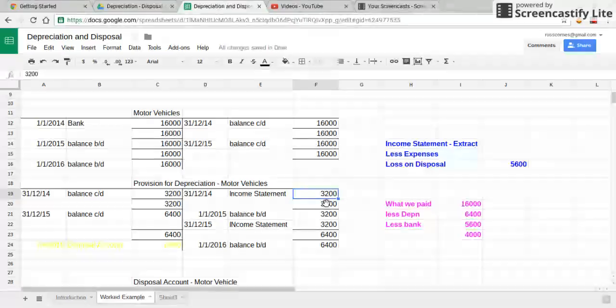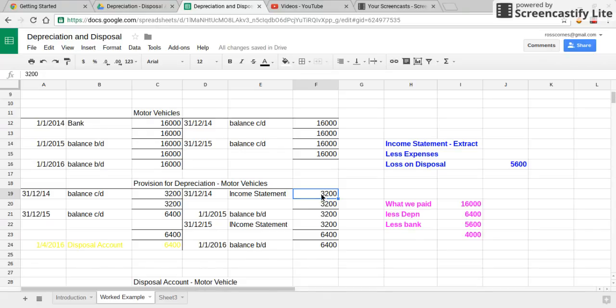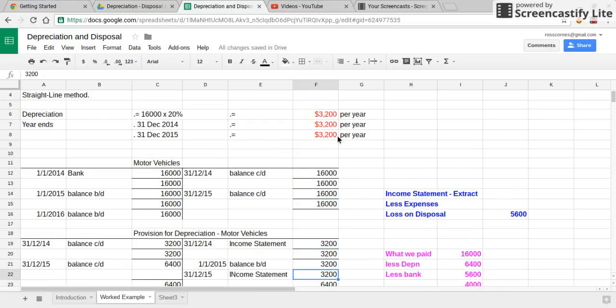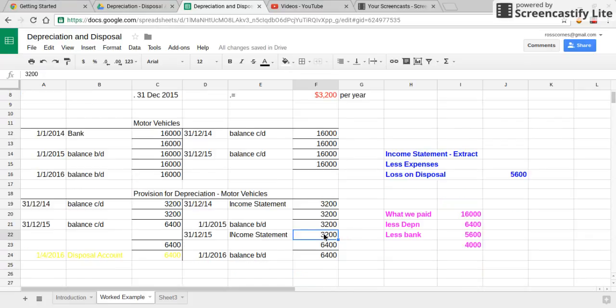For the depreciation account, in the first year, 31st of December 2014, we increased the depreciation by $3,200, carry forward and bring forward $3,200, and then in the second year, we put in the second lot of $3,200 depreciation, which will appear as an expense in the income statement. And therefore, at the start of 2016, the total depreciation in the books is $6,400.